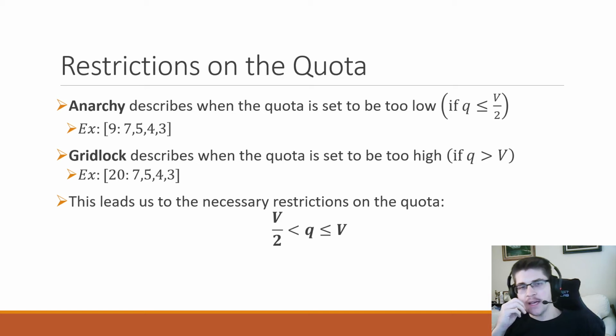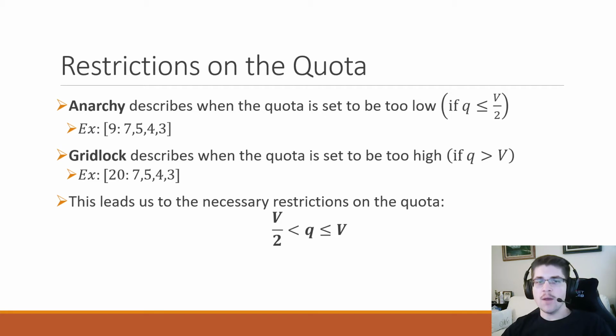Basically, the quota needs to always be at least a simple majority and at maximum equal to the total number of votes in the system as a whole. So let's look at a couple of cases in which that wouldn't happen. We refer to anarchy as a situation when the quota is set to be too low, or basically, let's say we set the quota to be underneath a majority.